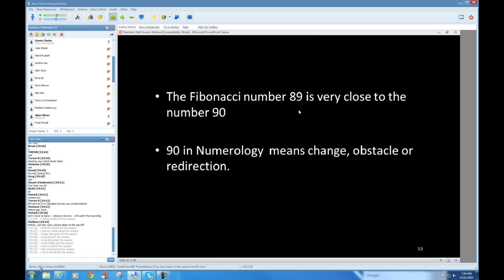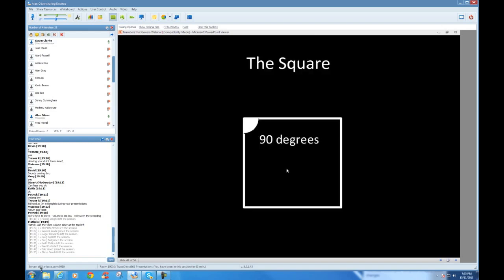Now, the Fibonacci number 89 is very close to the number 90, which is the main number that Dan used. And number 90 in numerology, because each number has its own specific meaning, it's a very esoteric study, but the number 90 means change, obstacle, or redirection. And one of the easiest examples I can give you of that is the square. If we think of the square, it has 4 corners inside it, and each corner is 90 degrees. And that is a classic example of change, of obstacle, or redirection.